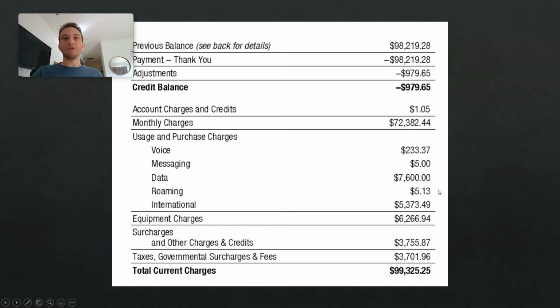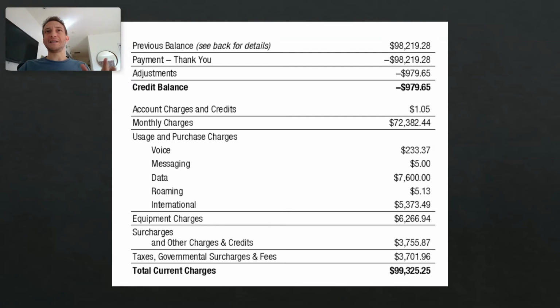So the first thing we're going to look at is really just kind of the main indicator. This is a Verizon bill, but it's the same across every carrier. And what I'm basically looking at is where it says monthly charges, usage, and purchases. I want to see if any of these numbers are not zeros. And as you can see with this particular client, there are certainly a lot of different charges. What that means is that they went above, right? That there's overages effectively. So you have some voice overages, you have some messaging overages, data overages, roaming overages, and international overages.